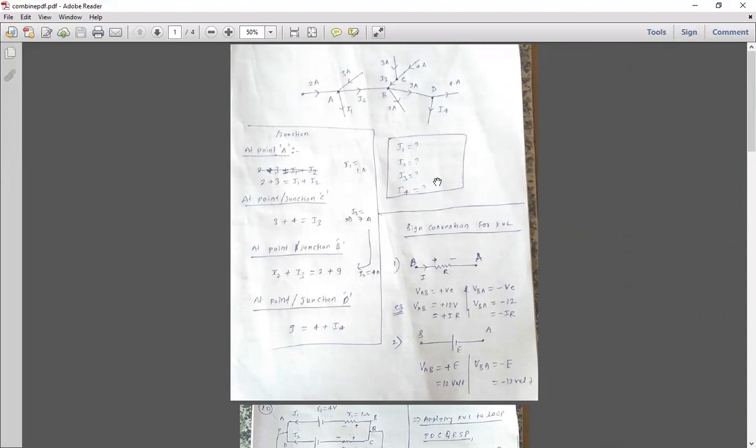Let's move to Kirchhoff's second law, that is Kirchhoff's voltage law or the loop theorem.